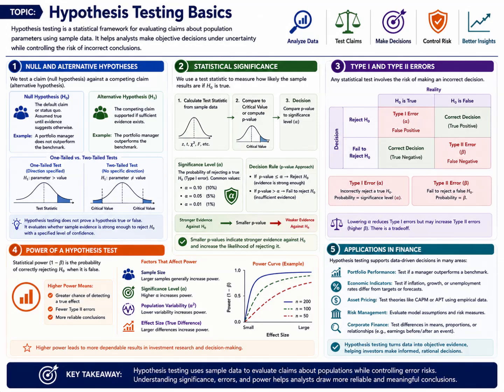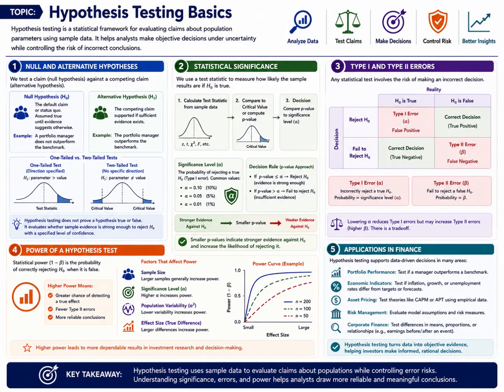The topic begins by defining the null hypothesis and the alternative hypothesis. The null hypothesis represents the default assumption or claim that analysts seek to test, while the alternative hypothesis reflects the competing claim, supported if sufficient evidence exists. Hypothesis tests may be one-tailed or two-tailed, depending on whether the alternative specifies direction. For example, analysts may test whether a portfolio manager outperforms a benchmark or whether inflation exceeds a target level.